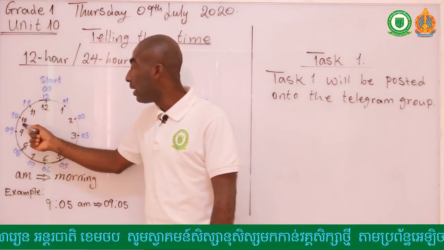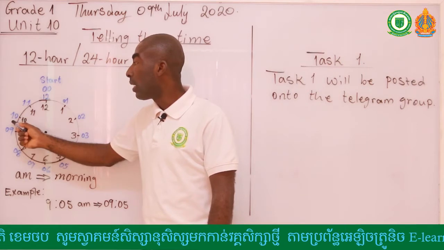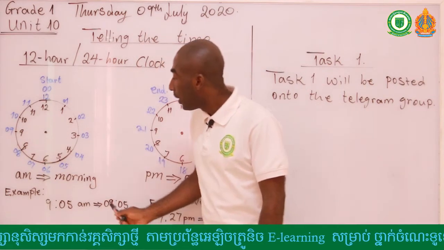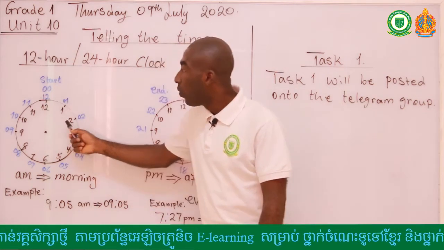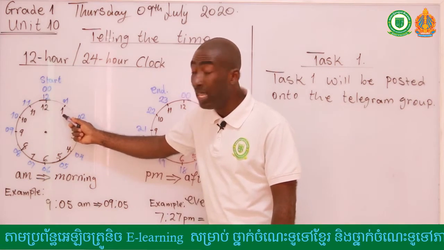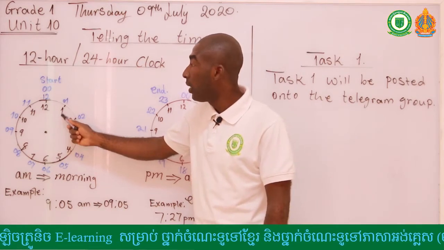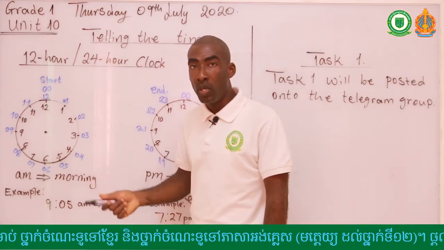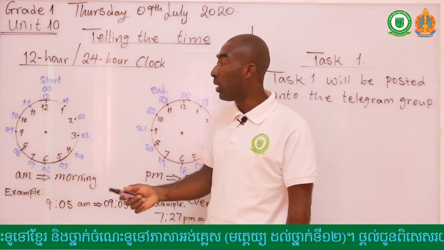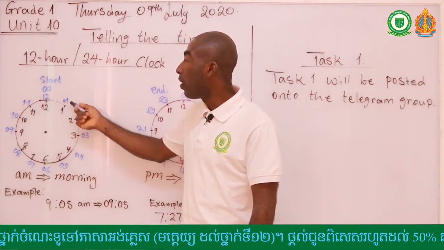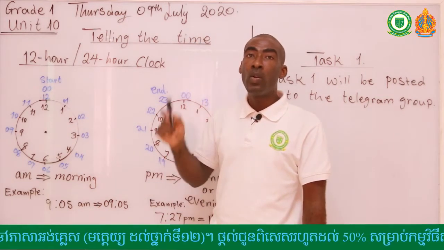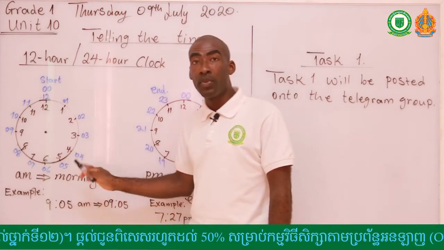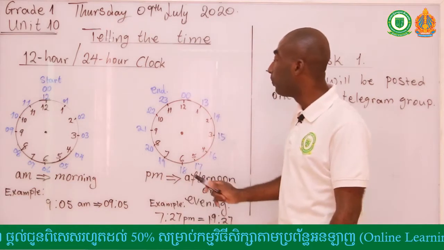So when it is 10 in the morning, you also see that it is 10 in the 24-hour clock. The difference here is that when it is 1 o'clock in the morning, you only write 1 a.m., okay, 1 a.m., that means in the morning. But in the 24-hour clock, you write 01:00, okay? So we'll do some examples so that we can understand them very well.